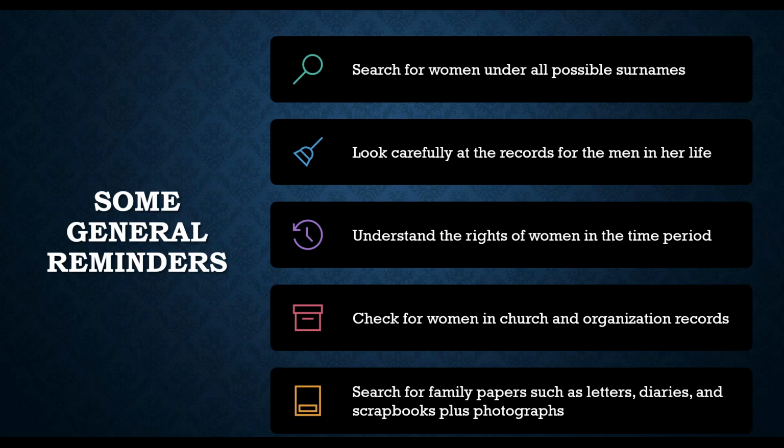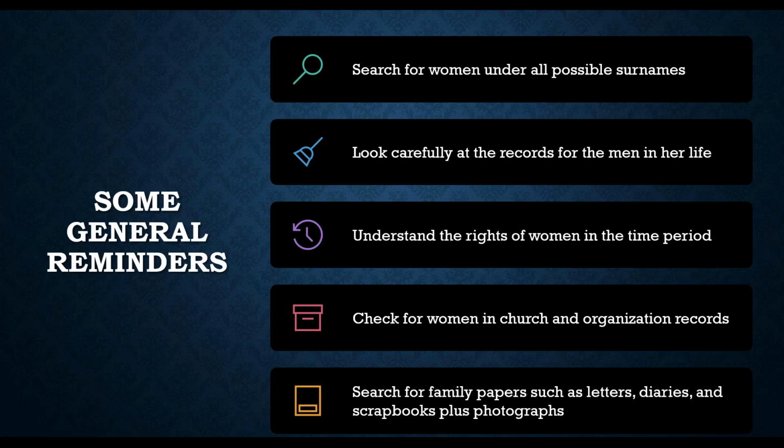You need to also look very carefully at the records for the men in her life. So you're looking for records of her husband or husbands, her father, her grandfather, and her sons. Because many of those, and particularly for earlier time periods, more than 100 years ago, you are going to find that women are in fewer records on their own accord and in more records as Mrs. So-and-so.